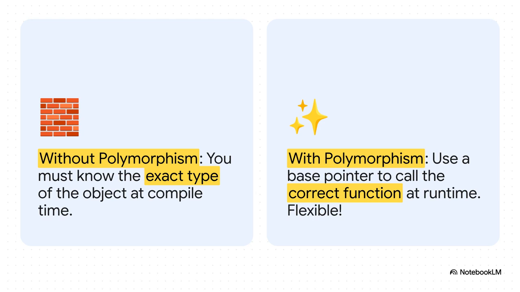On the left, our code is rigid. It only knows how to work with car objects. But look at the right. We're using a vehicle pointer. Now that pointer could be holding a car, or a truck, or a motorcycle. And when we call drive, C++ figures out at runtime which correct version of the drive function to execute. That is incredibly powerful and flexible.